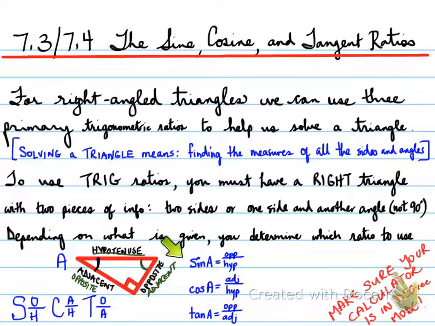So we don't forget, folks, it is important that you use the proper terminology. So it's sine, cosine, and tangent, and these are the ratios. We're going to use these ratios to be able to solve our problems.